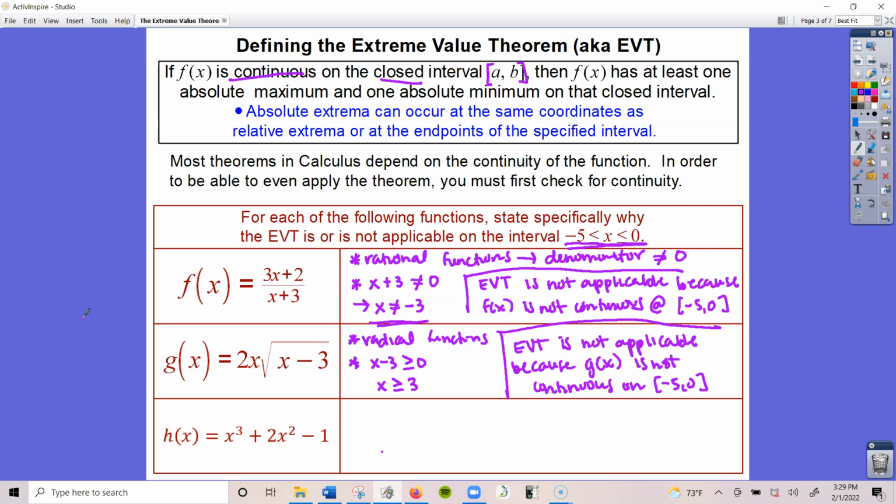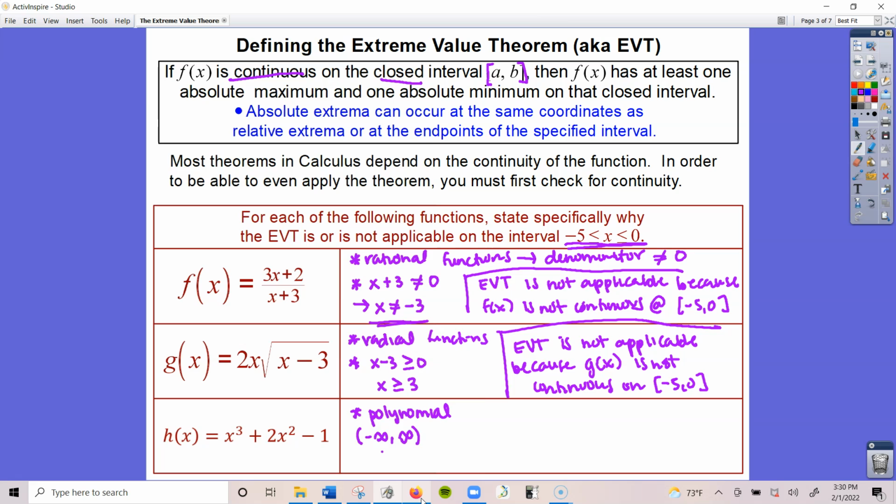For this last function, this function here is a polynomial function. And all polynomial functions are always continuous everywhere. That means that the domain is from -infinity to infinity. It's going to open forever to the right. It's going to open forever to the left.